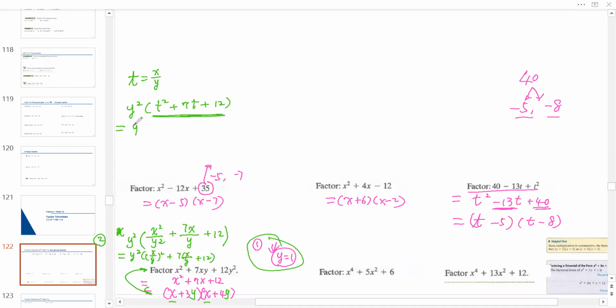This part, what are we factoring? This 12 actually can be factored into 3, 4. Sum of 3, 4 is 7, right? So we match up here. So t is replaced back.